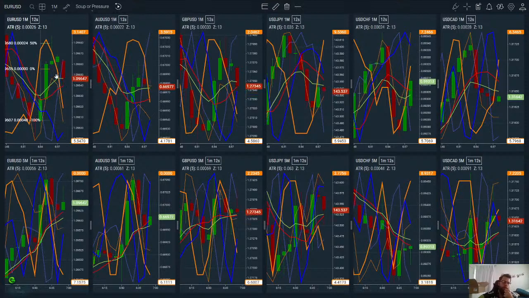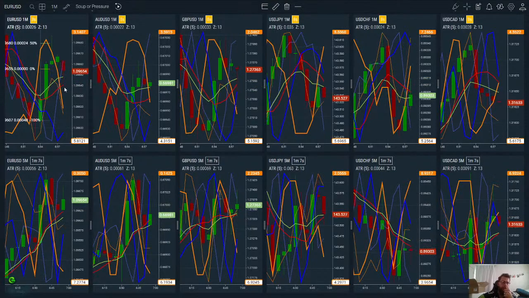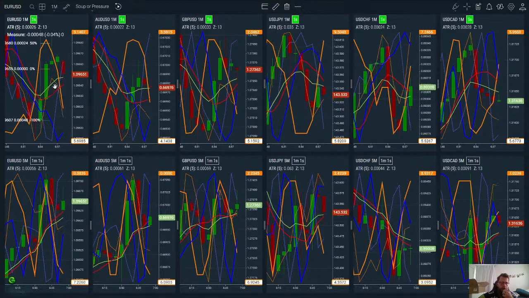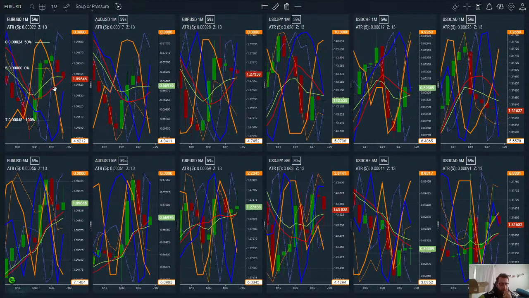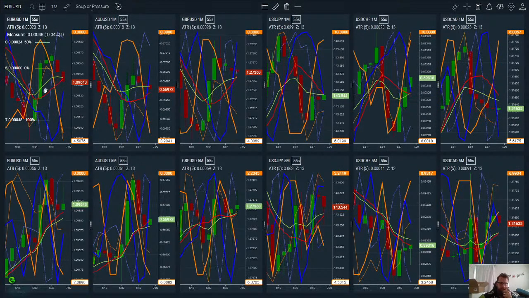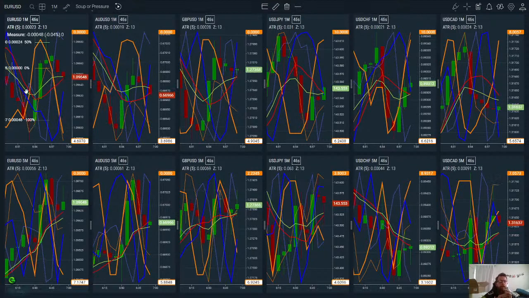So what we're hoping happens here is that we get a nice little rejection on these pressure lines right here, green and red line, which we do, which is a good indicator that this is acting as resistance. So hopefully it keeps doing that, doesn't break through here, so we want that to go up.